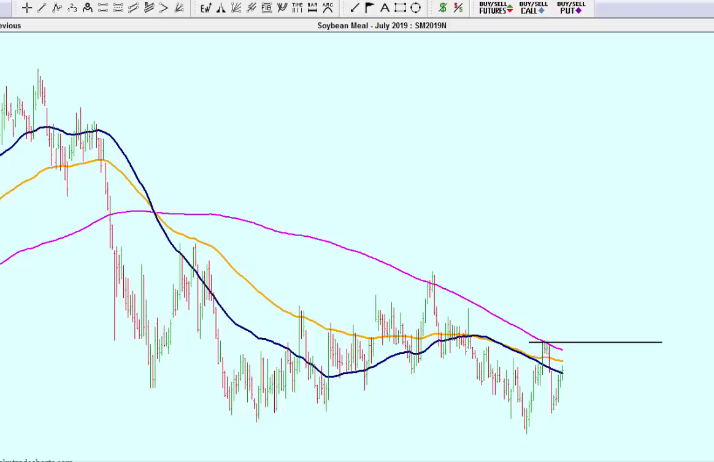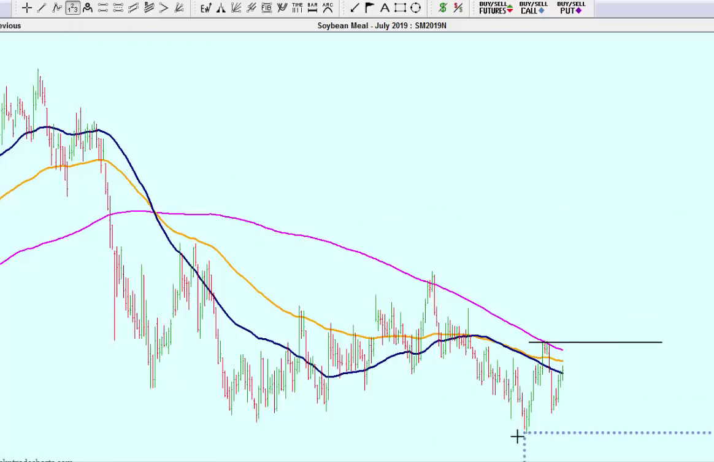So our members have been looking at soybean meal for quite some time. In fact, we just took profits on a short soybean oil trade, and now our attention focuses on soybean meal. Why? We have a very, very reliable technical pattern, which is the 1, 2, 3 pattern forming here.